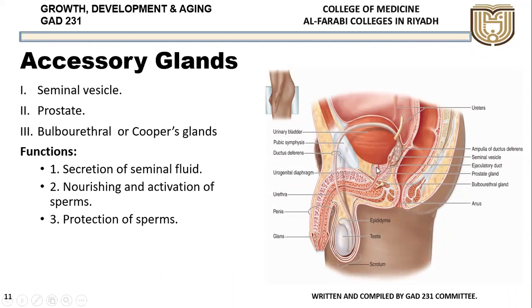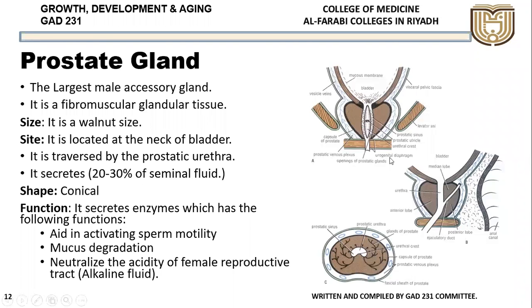This is the urinary bladder and below is the prostate. This is the largest male accessory gland. It is fibromuscular glandular tissue. You will understand more about what we mean by fibromuscular glandular tissue later when you go further. So right now, just know that it is a fibromuscular glandular tissue.